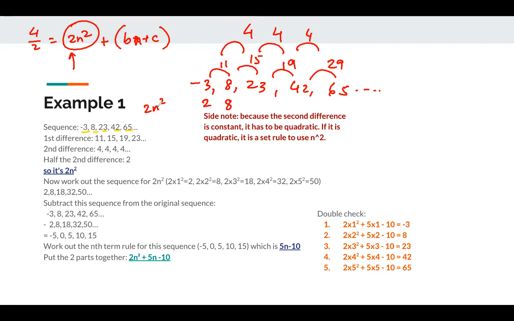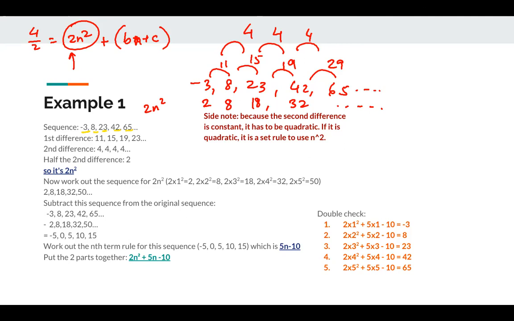Then if I put n as 3, I get 9, and 9 twos are 18. So this is 18. If I put n as 4, what I get is 16 times 2, that is 32. And so on, you do that.